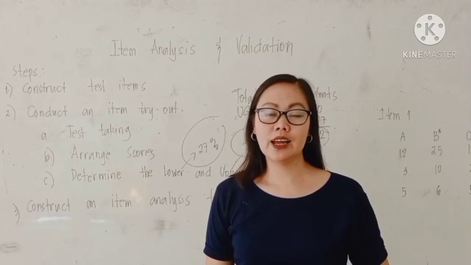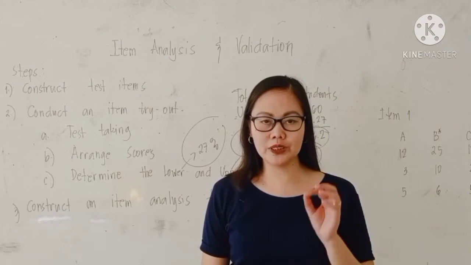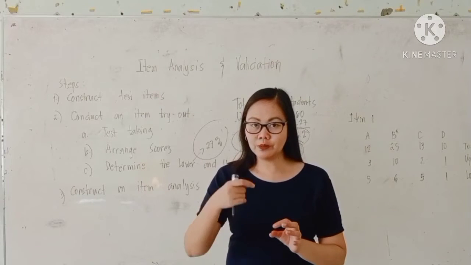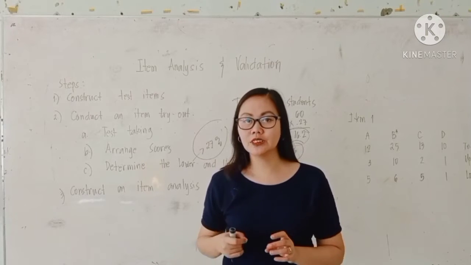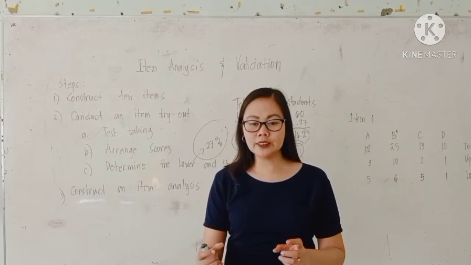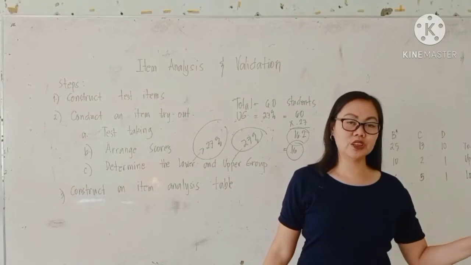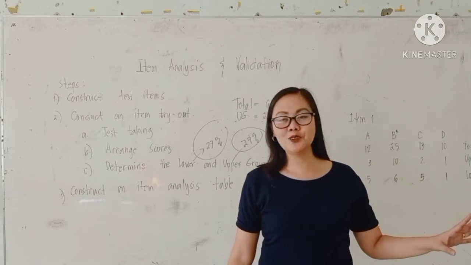Okay, paano yun? Start with the upper group. The upper group, you're gonna start with the highest score and then count 16. From the highest score, count 16 test papers. Okay? Pag nakuha mo na yung 16 test papers, i-separate mo yun. Mark them as your upper group.